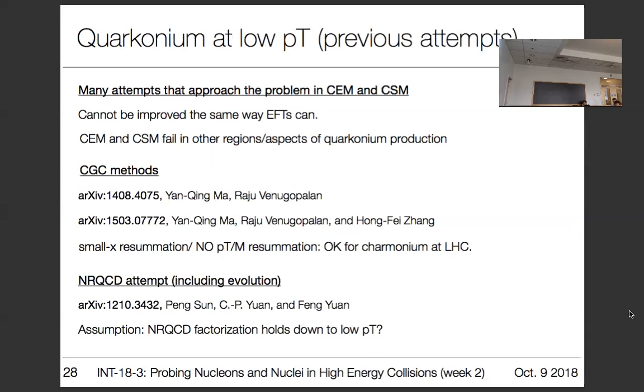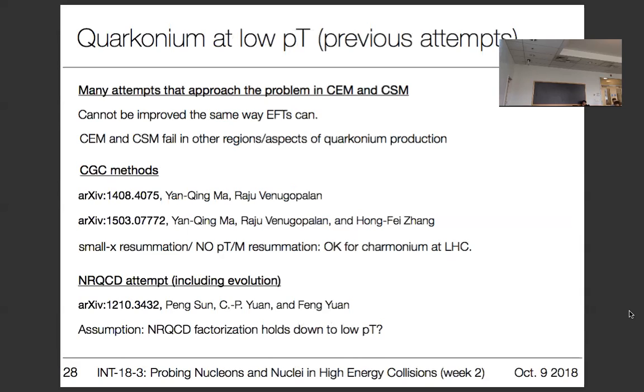So there, if you can argue that these logarithms are not important, or if this ratio is not large enough, but you have to sum small x, then maybe CGC works, but not for TMDs. Then there was, in 2012, an attempt using NRQCD, including some evolution. What the authors did here was take NRQCD the way it is, and take the small PT limit. If we do that, we recover some logarithms, and those should be the ones that we're going to resum. Just by reading the expression for the logarithms and the coefficient in front of them, they could figure out what the exponential factor should be in order to resum those logarithms.